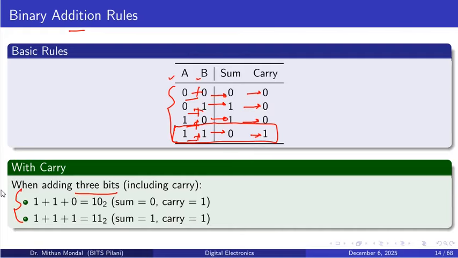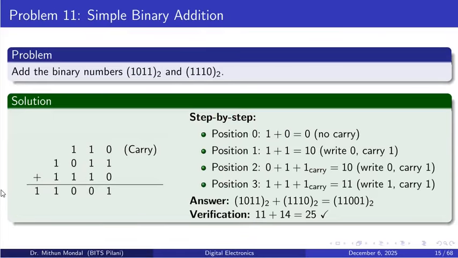So if you have 3 bit or 4 bit, then also we can do it properly with the sum and the carry process. So here we can see we have taken an example of a 3-bit system and how we convert this into different addition. So let us do problem number 11, where we have the simple binary addition.